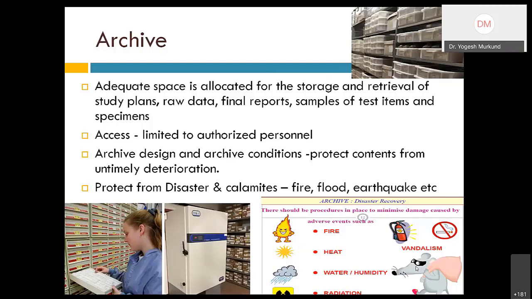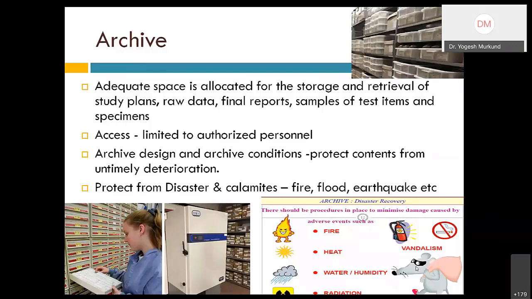Everything you need to store in the container. Certainly, the access must be limited to the authorized person. At any cost, no other unauthorized person should be able to access the archive other than the archivist or test facility management. For anyone going in, there should be a proper mechanism and justification if there is a requirement of access.